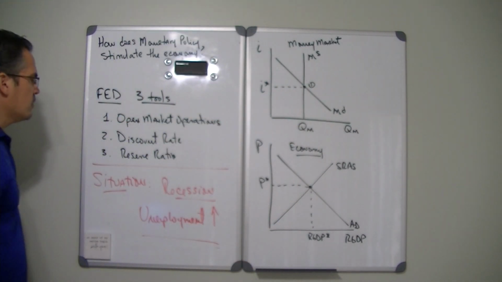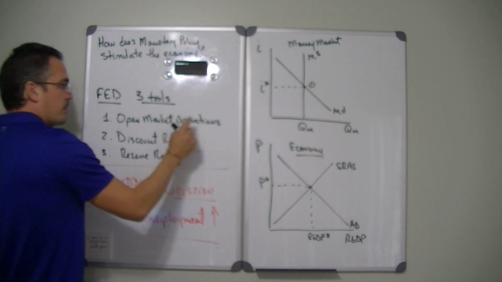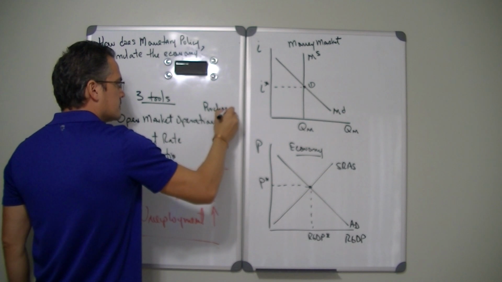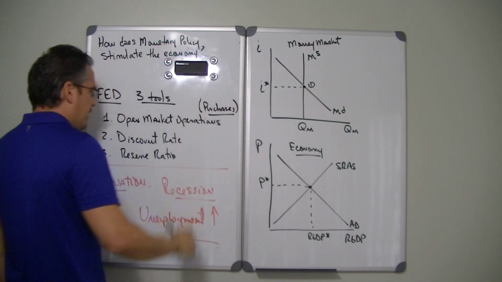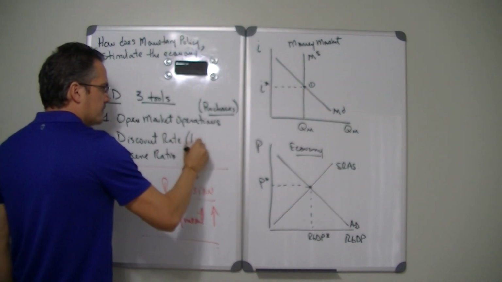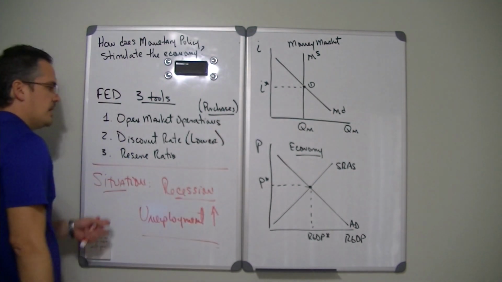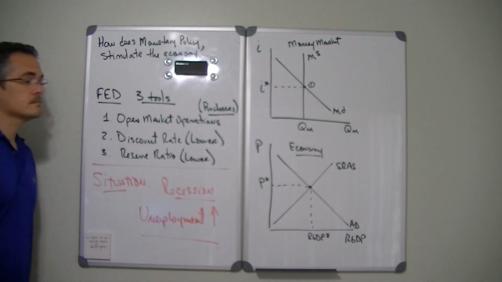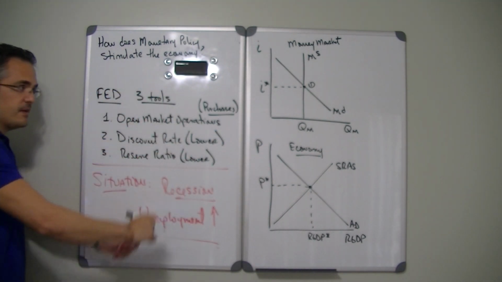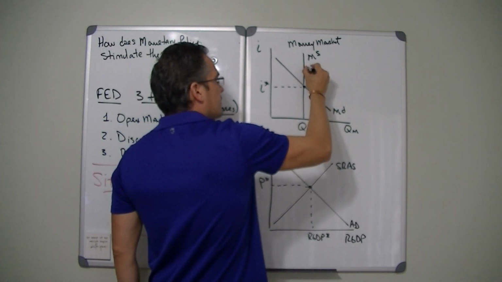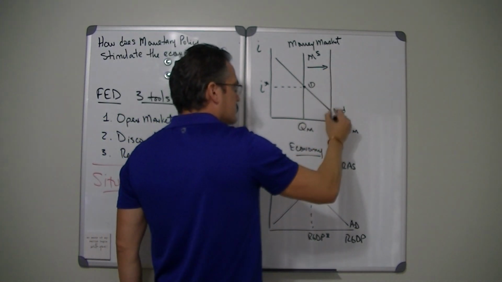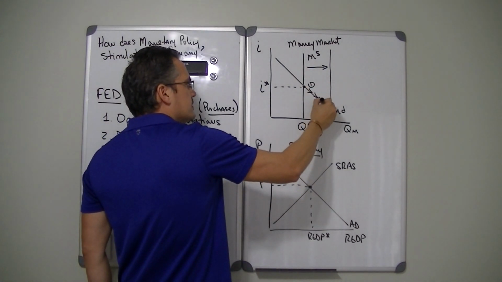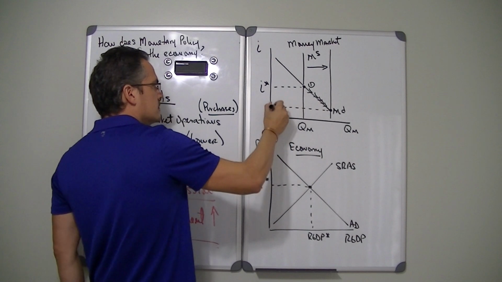How do they do that? Well, they perform what we call open market operation purchases. They would lower the discount rate, and they will lower the reserve ratio. Now this behavior by the Federal Reserve makes the money supply shift to the right, and as the money supply shifts to the right, interest rates decline in the economy.